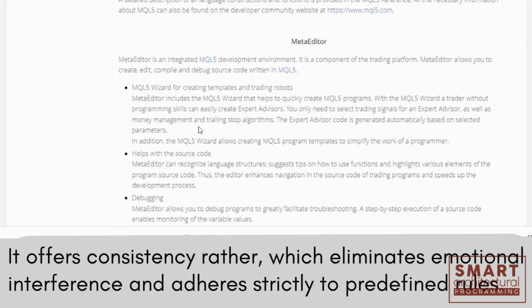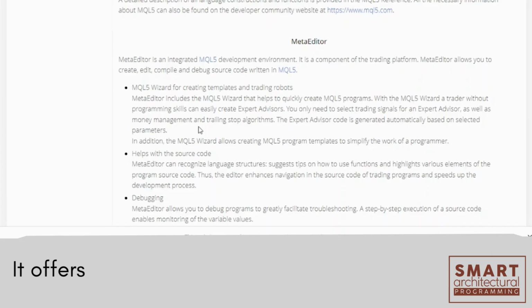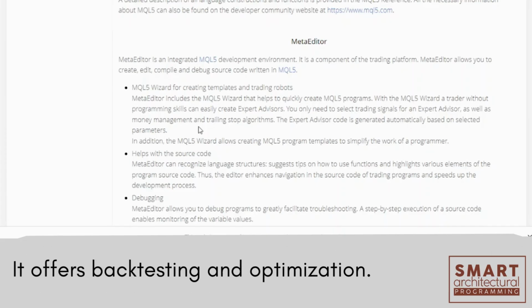Number two, it offers consistency, which eliminates emotional interference and adheres strictly to predefined rules. Number three, it offers 24/7 monitoring. It keeps track of market conditions even when the trader is unavailable, especially for the forex market. And number four, it offers backtesting and optimization. It enables testing strategies on historical data to refine performance before live trading.